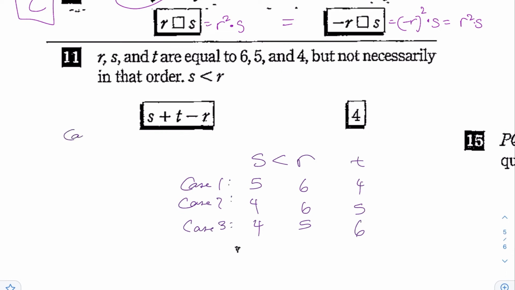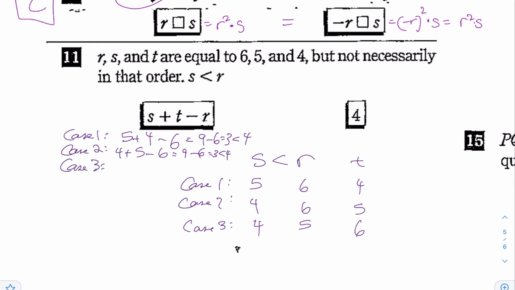So for Case 1, S plus T will be 5 plus 4, and you want to subtract 6. So that's going to be 9 minus 6, or 3. So in this case, 3 is less than 4. For Case 2, we have 4, 6, and 5. You have S plus T will be 4 plus 5. I'm going to subtract 6. That's going to be 9 minus 6, which is 3, which is still less than 4. And for Case 3, you have S plus T will be 4 plus 6. You want to subtract 5. That's going to be 10 minus 5, which is equal to 5, which is now greater than 4.